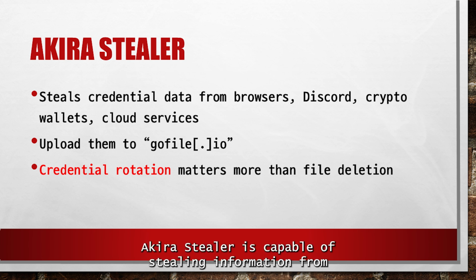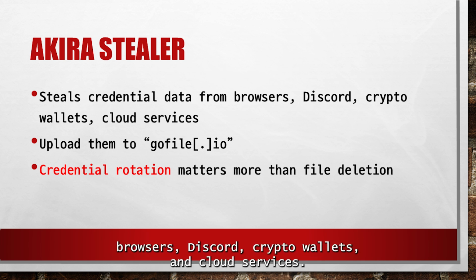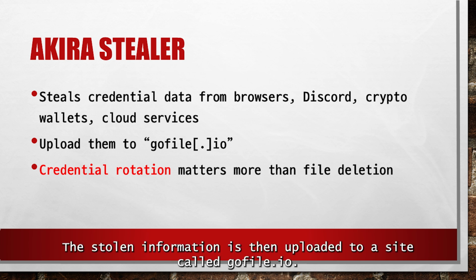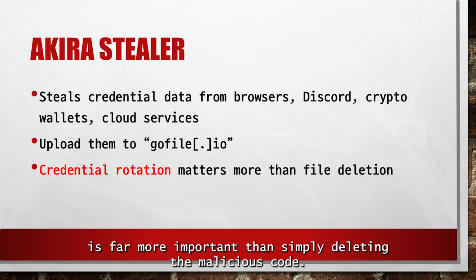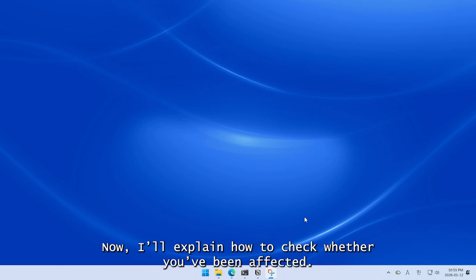Akira Stealer is capable of stealing information from browsers, Discord, crypto wallets, and cloud services. The stolen information is then uploaded to a site called gofiles.io. If this malware has been executed, changing all stored passwords as quickly as possible is far more important than simply deleting the malicious code. Now I'll explain how to check whether you've been affected.